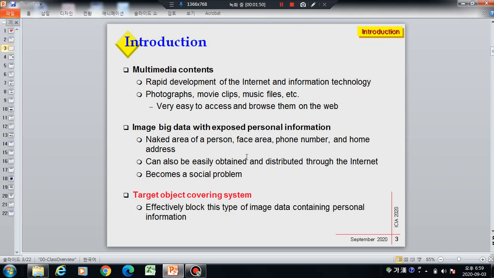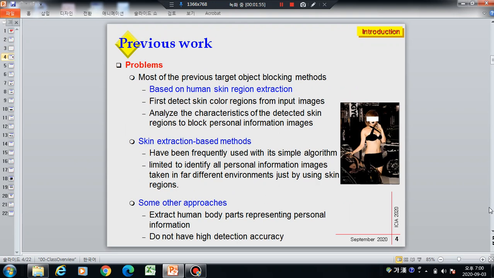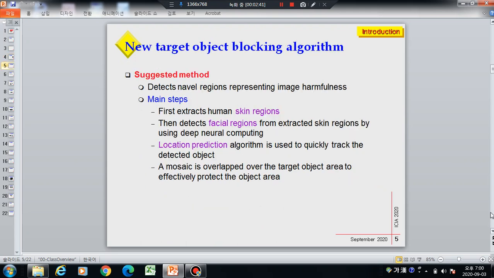With the rapid development of the internet and information technology, it has become very easy to access and browse multimedia content on the web, including photographs, movie clips, and music files. On the other hand, various types of image big data, including target objects with exposed personal information, such as naked area of a person, face area, phone number, and home address, can also be easily obtained and distributed through the internet, which becomes a social problem. Therefore, our target object covering system is needed to effectively block this type of image data containing personal information.